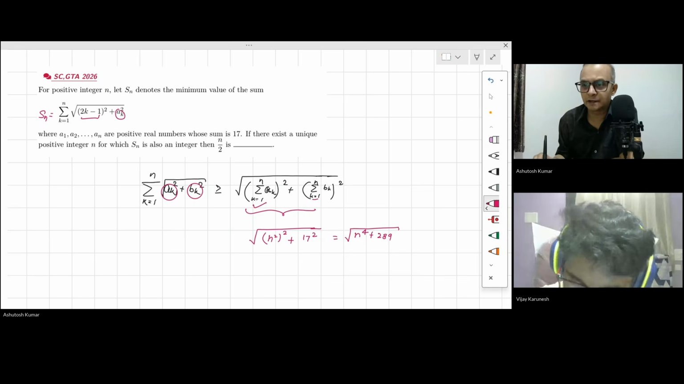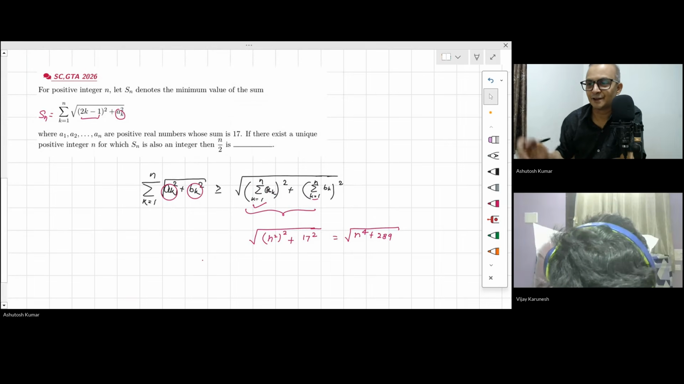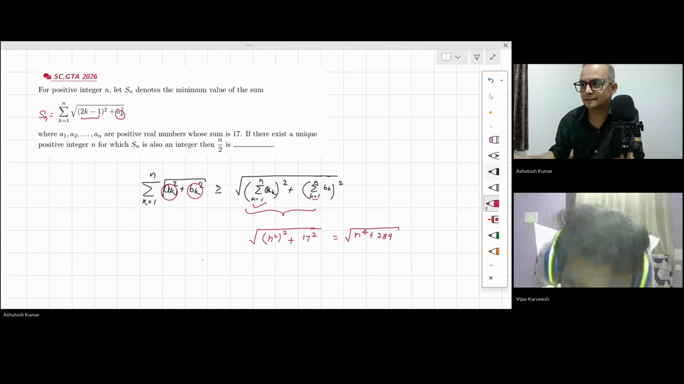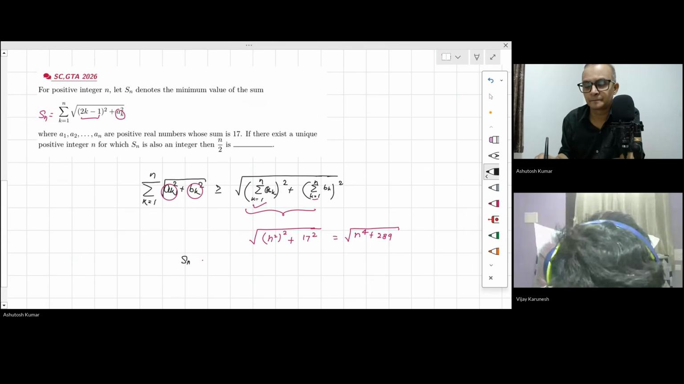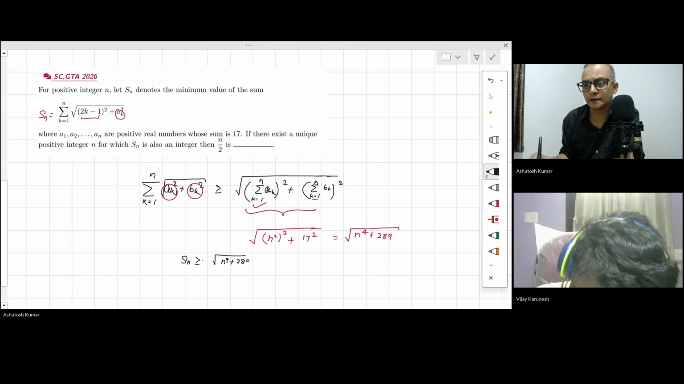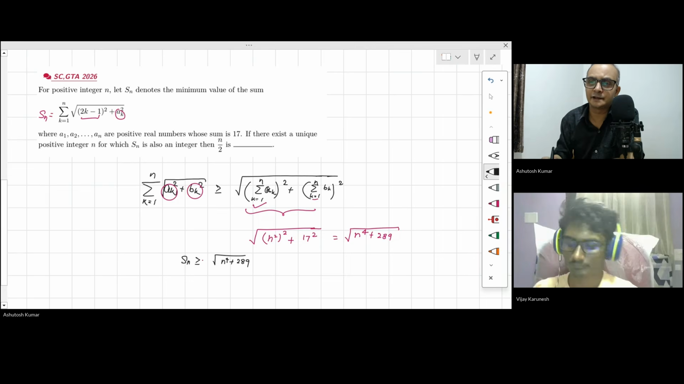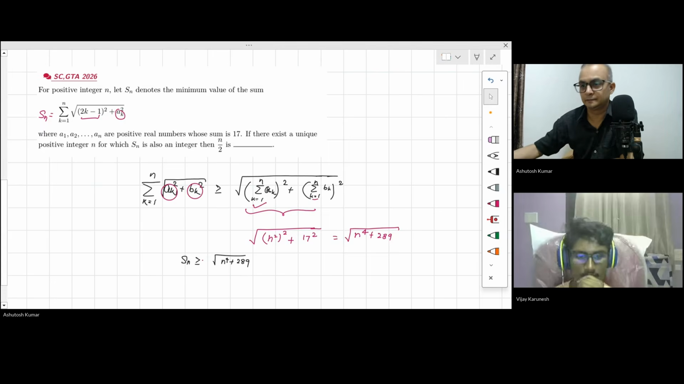So what did you get now? This is a little bit tough again now. Okay, so I think we are entering number theory. So let's see what is going on. This is S_n is greater than or equal to square root of n to the power 4 plus 289. What they're asking is, if there exists a unique positive integer n for which S_n is also an integer. Okay. Yes.